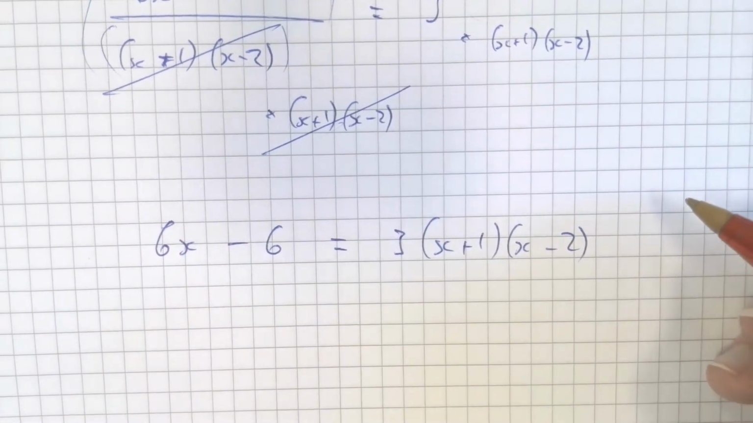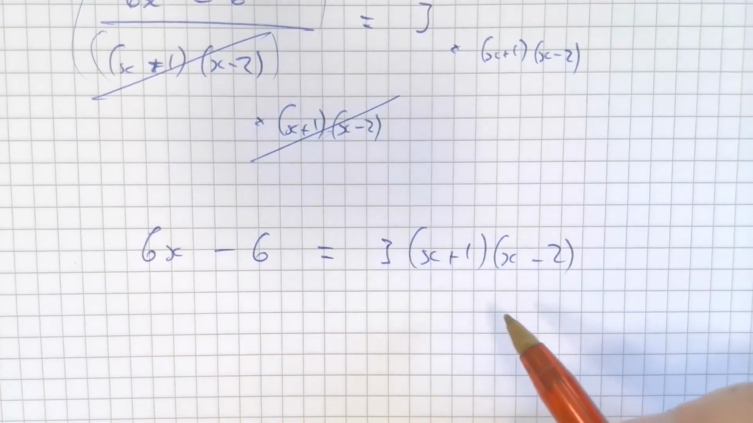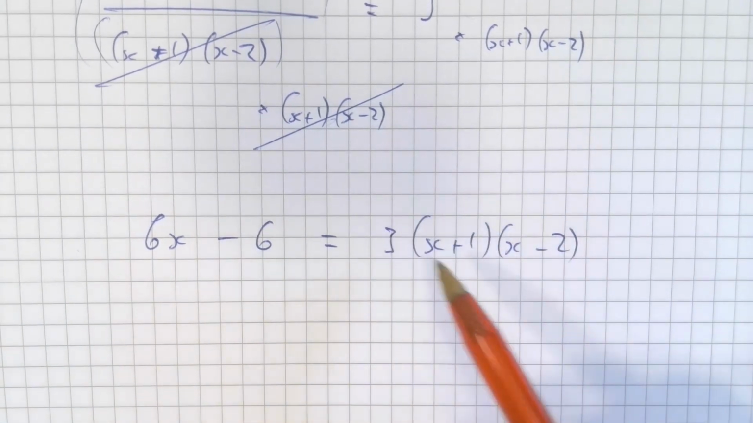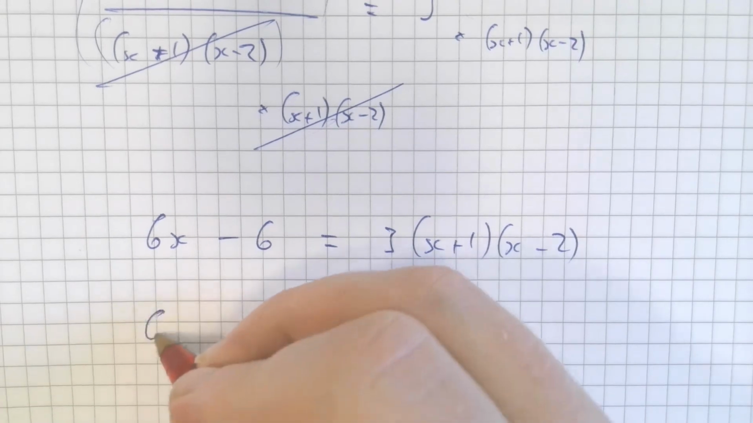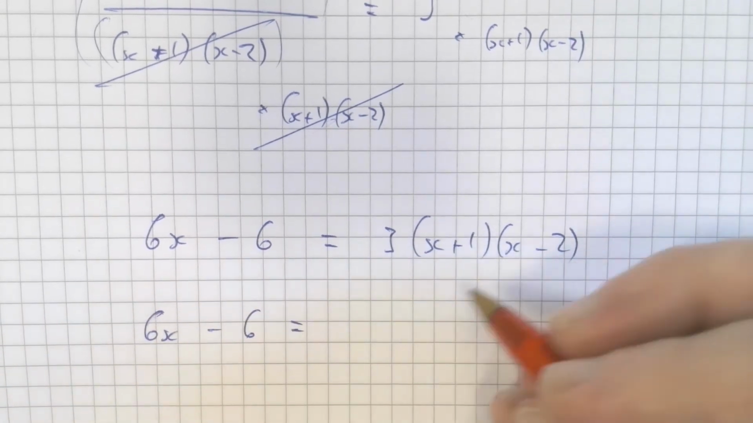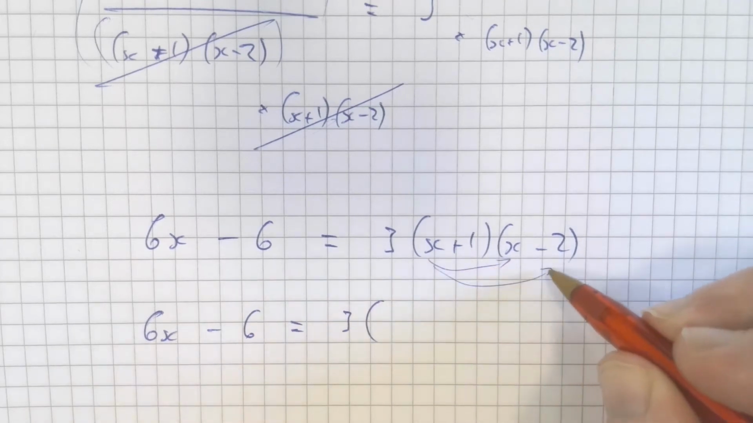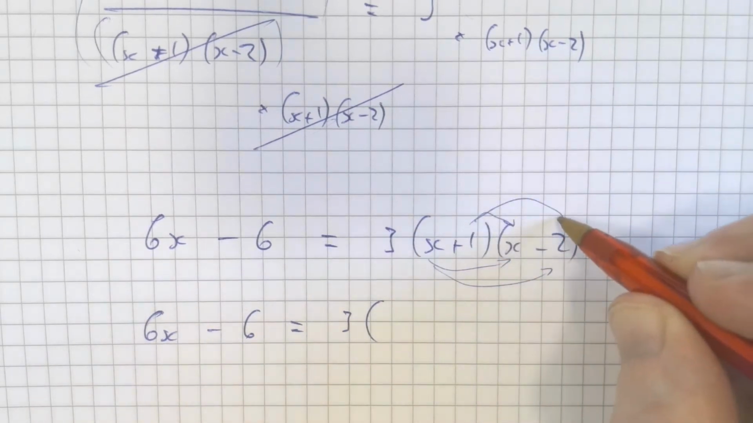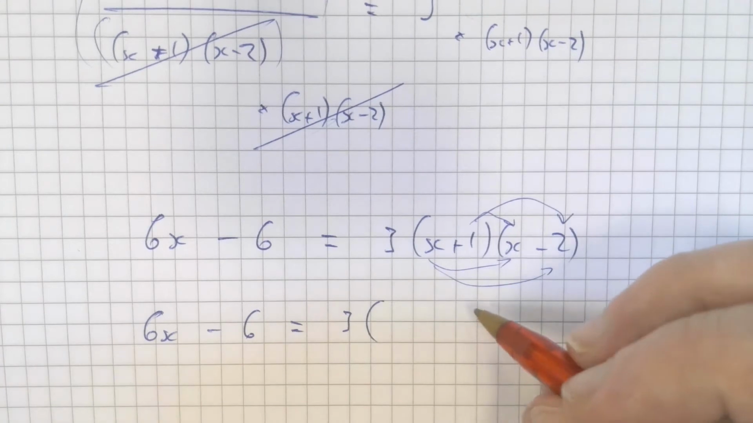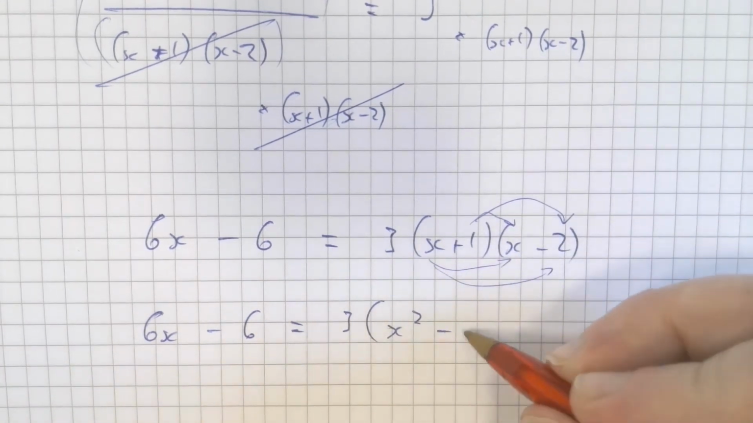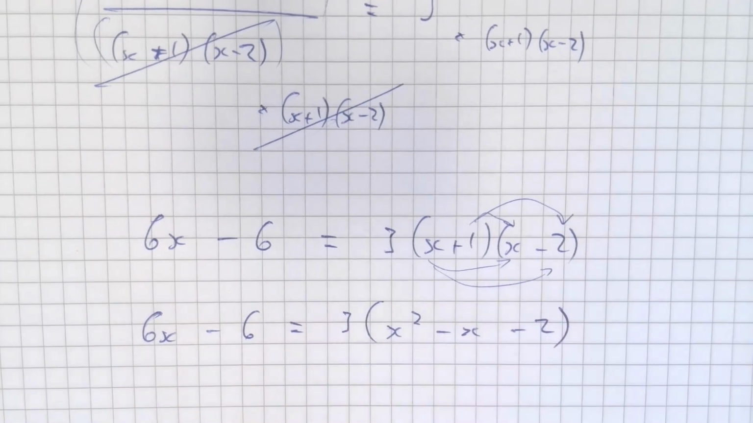Now, this double bracket, you should almost go into autopilot at this stage. We can work through and expand that bracket. It's a FOIL, isn't it? That times that, that times that, that times that, that times that. Which makes x squared minus x minus 2. That is what it should come out as.